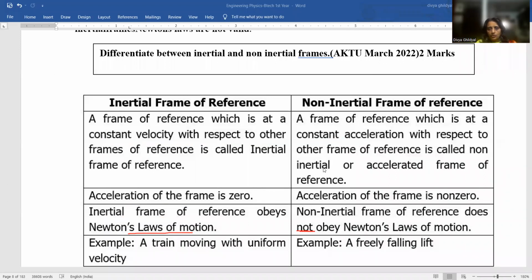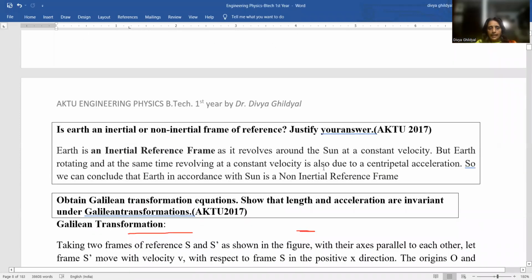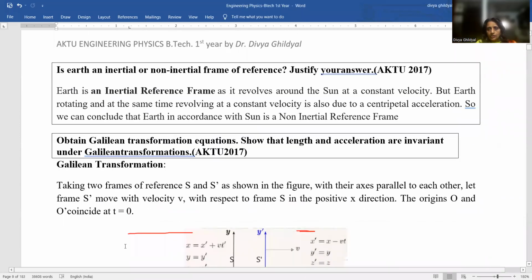So this is a favorite question of section A. Another very favorite question of section A is: is Earth an inertial or non-inertial frame? Justify your answer. Earth basically is an inertial frame. We know that Earth undergoes 2 types of motion: rotation, the reason for day and night, and revolution around the sun, causing the 4 seasons of a year. So we cannot say that Earth is constant.